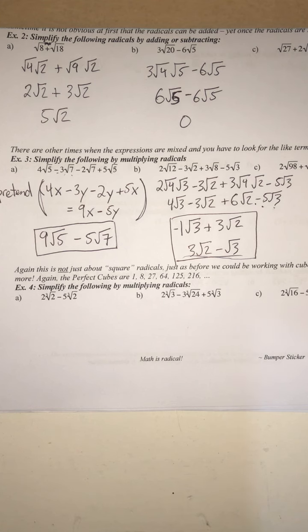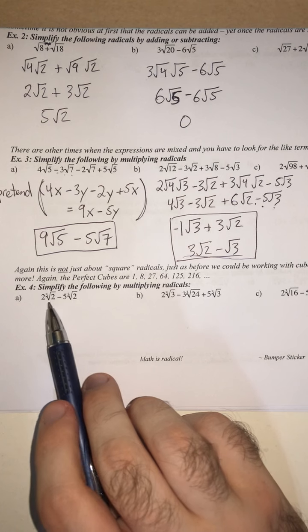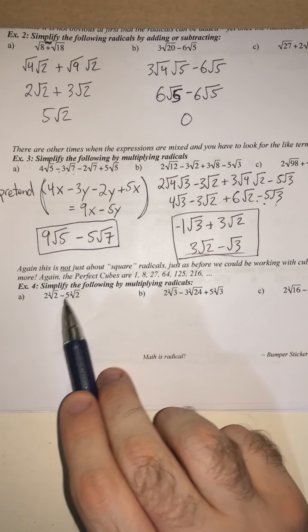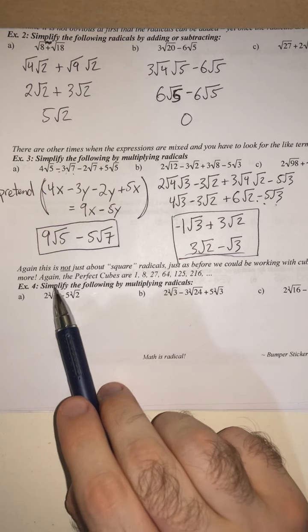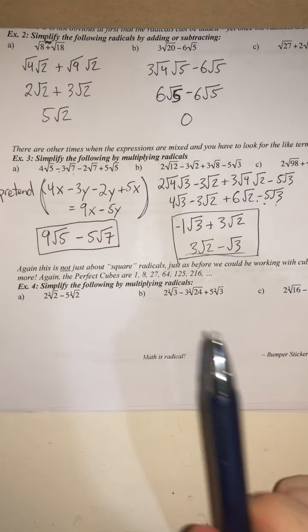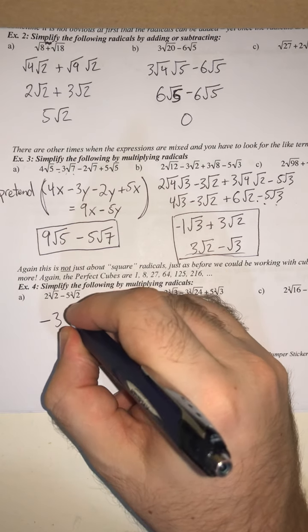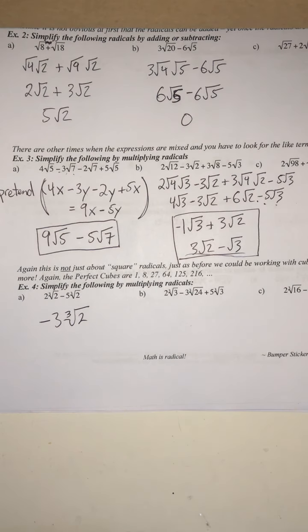Like I've said before, I can continue to do this with cube roots as well. It's the exact same process. Instead of having a square root, it's a cube root. So here I've got the same root. I've got 2 cube root 2 minus 5 cube root 2. I can just pretend like the cube root of 2 is my variable, and I get minus 3 cube root of 2. Just combining the terms in front.